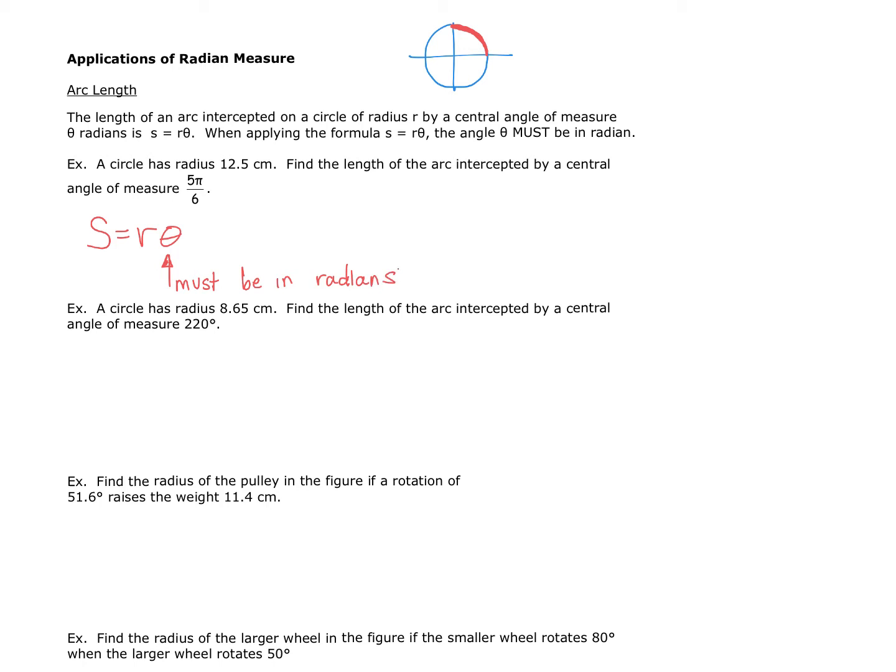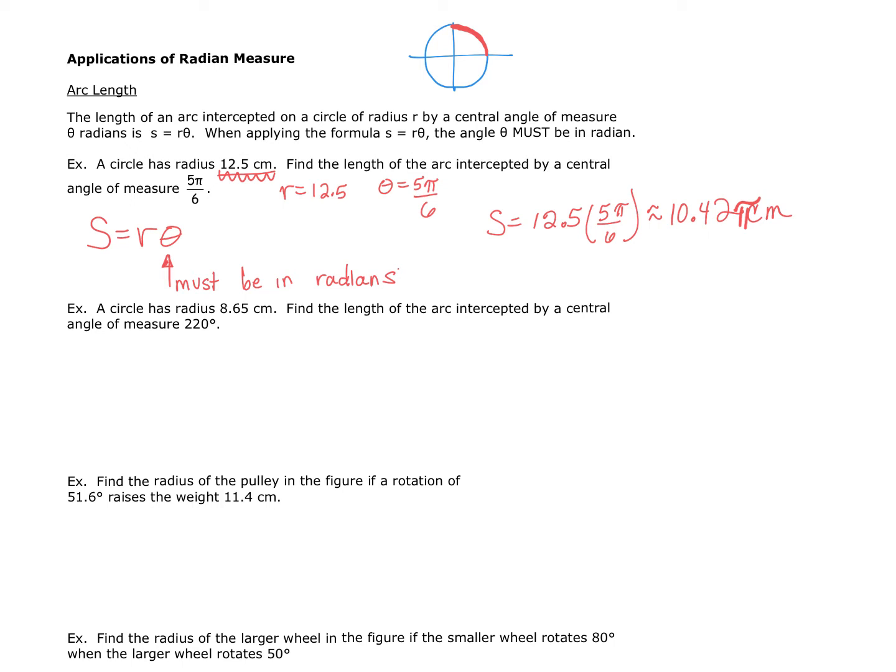This theta, however, must be in radians. So for this example, a circle has a radius of 12.5, and we want the length of the arc intercepted by the central angle of 5 pi over 6. So that is in radians. We are just going to multiply 12.5 times 5 pi over 6. And that's going to give me approximately 10.42 pi, and because my radius was measured in centimeters, it's centimeters.